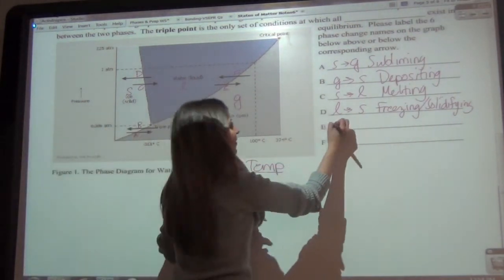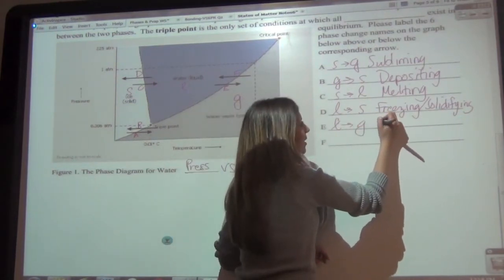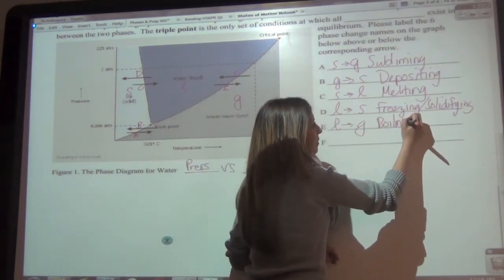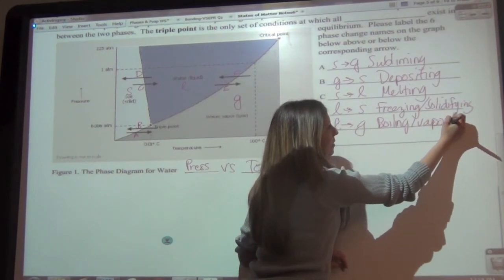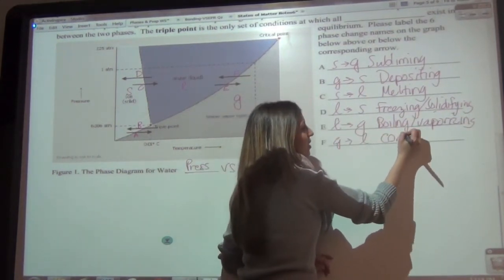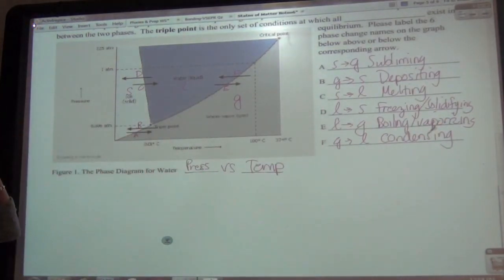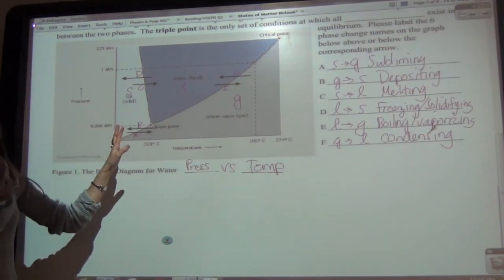What about E? What phase are you going from and to? Liquid to gas. Very good. And what is that? Vaporization. Yep, either boiling or vaporizing. And the other way is called what? Gas to liquid. Very good. Condensing. Awesome.